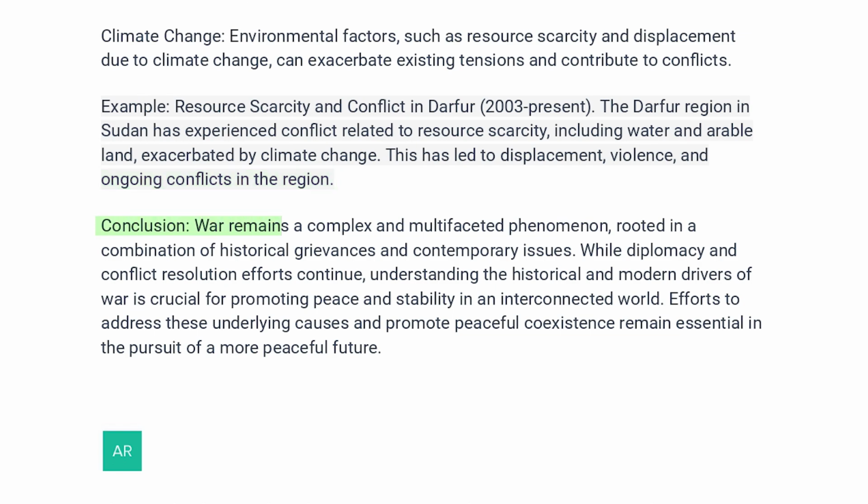Conclusion: war remains a complex and multifaceted phenomenon, rooted in a combination of historical grievances and contemporary issues. While diplomacy and conflict resolution efforts continue, understanding the historical and modern drivers of war is crucial for promoting peace and stability in an interconnected world. Efforts to address these underlying causes and promote peaceful coexistence remain essential in the pursuit of a more peaceful future.